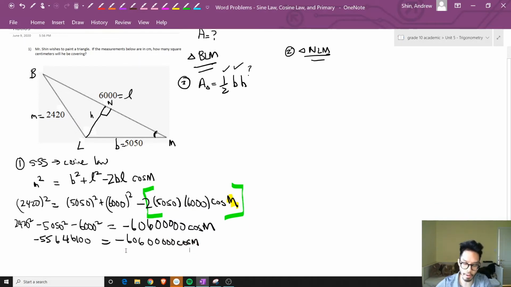Scroll down a little bit. Okay, so now we're going to take this number and divide by the large number, negative 606,12345. And that is going to be 0.91.